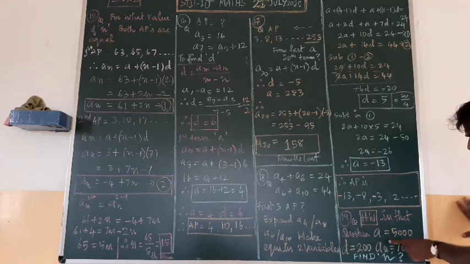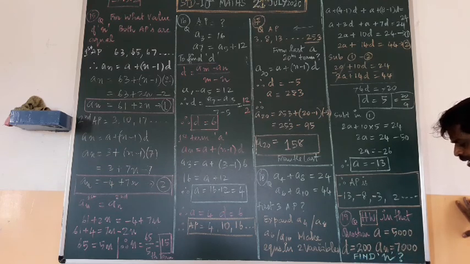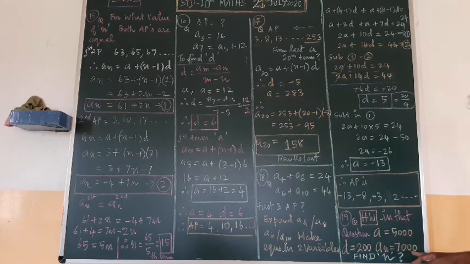In this problem, what is given? a is 5,000, the starting number. d is the difference, 200, and the nth term is 7,000. You have to find n, the number of terms. How many terms will be there? How many years after will you be getting 7,000 rupees? Okay, n you have to find.